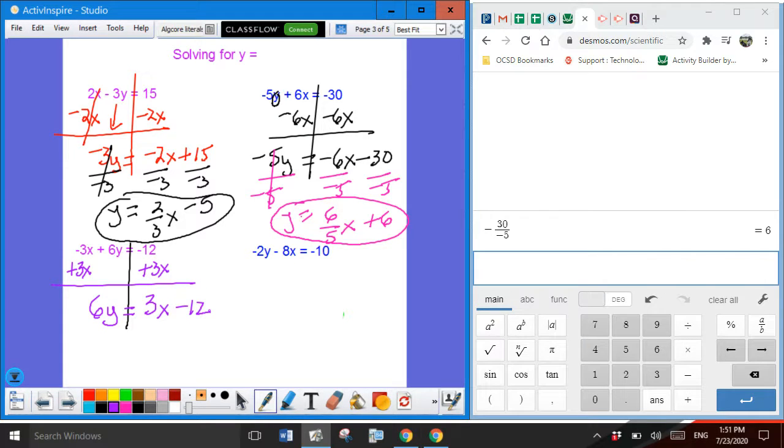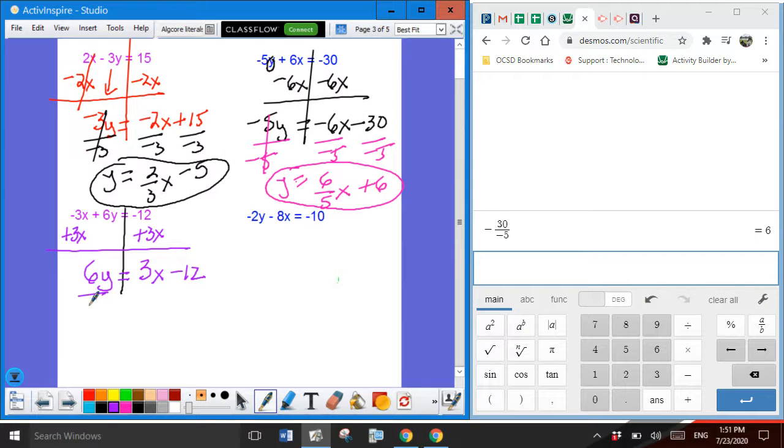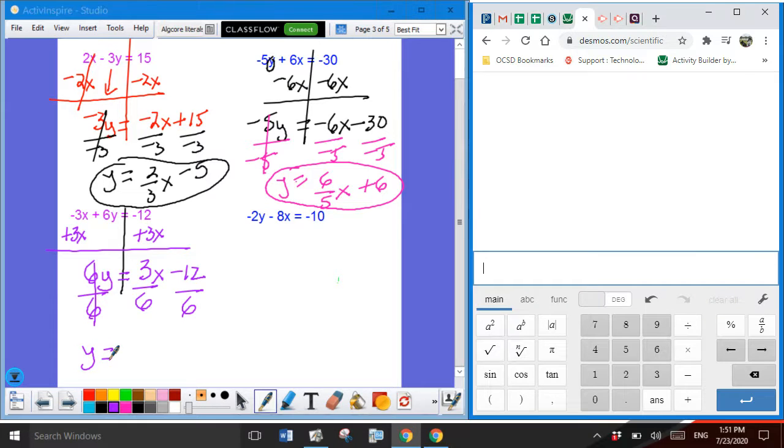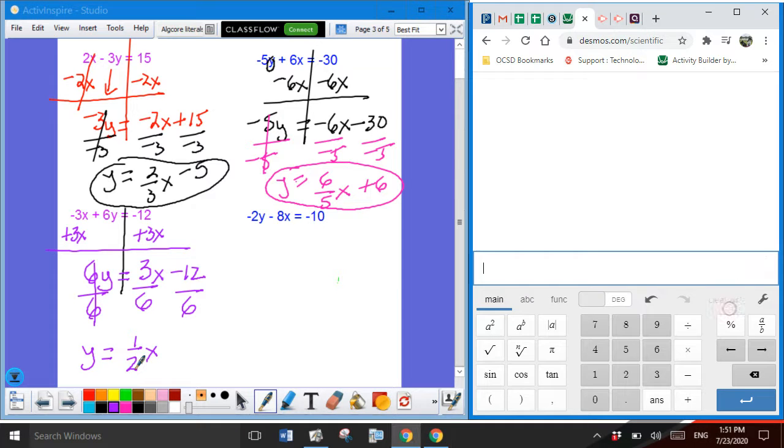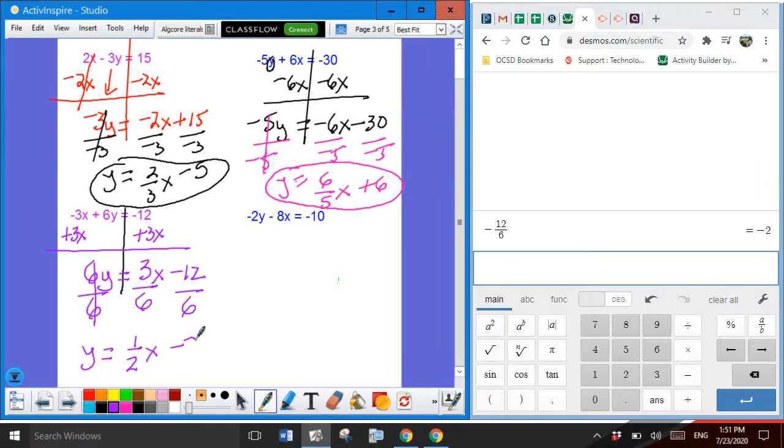Remember, those are just hanging on to each other. Divide by 6 3 times. Gone. Y equals. Okay, 3 divided by 6. Fraction. That's 1 over 2. So 1 over 2 x. Negative 12 divided by 6 is negative 2. So if you came up with y equals 1/2 x minus 2, good job.